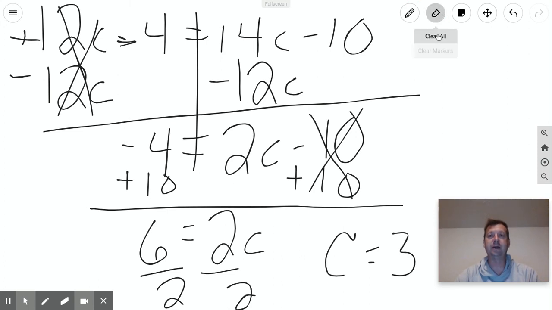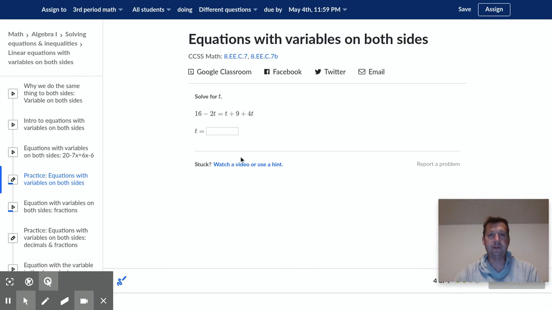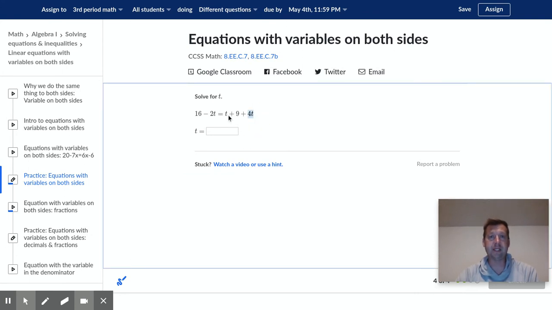Let's see if we can find another similar problem. So my next problem here says 16 minus 2t equals t plus 9 plus 4t. Notice I've got 4t. I also have a t on the same side. Those are called like terms, and I'm going to have to combine them. So let's jump over here to Ziteboard and solve this problem.